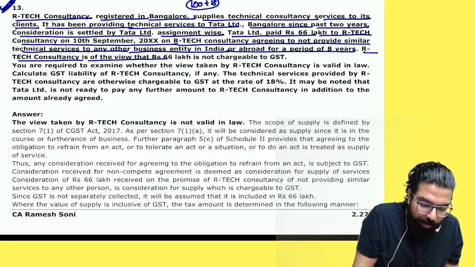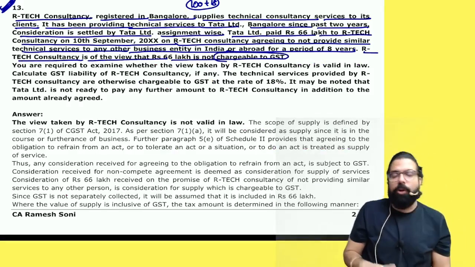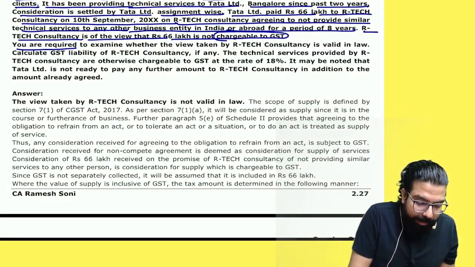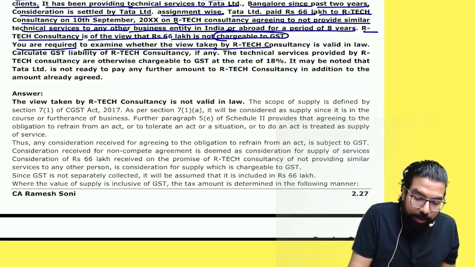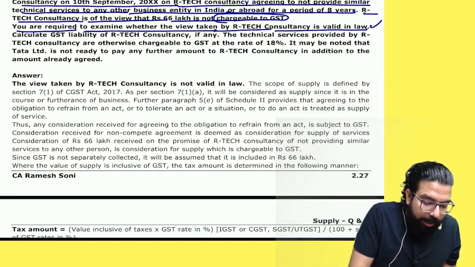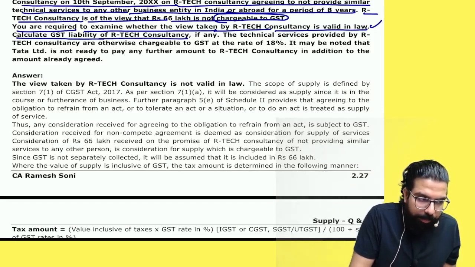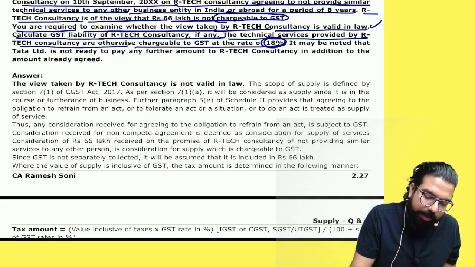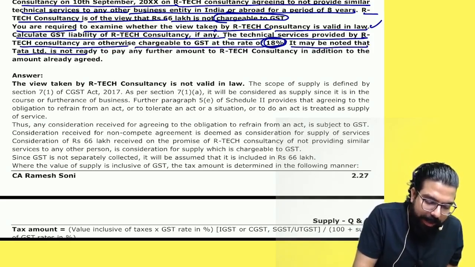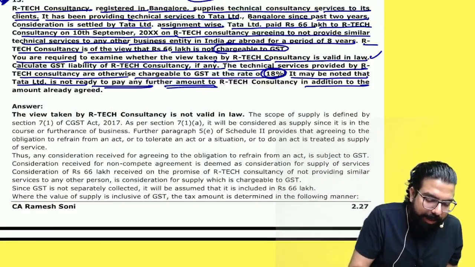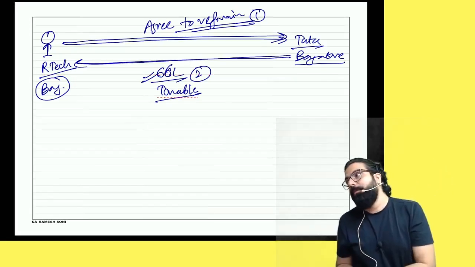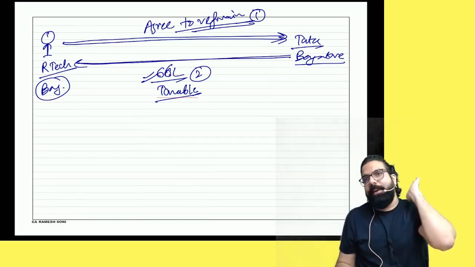Artec Consultancy is of the view that 66 lakh is not chargeable. Is the view correct or wrong? Wrong. Next. You are required to examine whether the view taken by Artec is valid in law and calculate the GST liability. If any, the technical services provided by Artec are otherwise chargeable at how much percent, everyone? It may be noted that Tata is not ready to pay anything further in addition to the amount already agreed. If Tata were ready to pay, then on 66 lakh we would directly charge 18%. But here they are not paying.